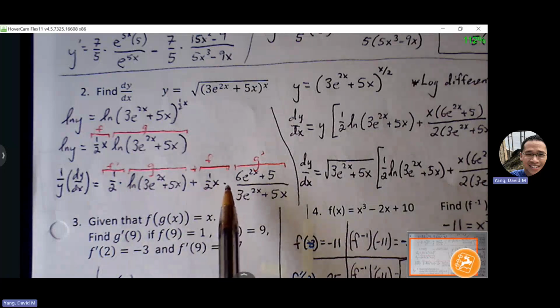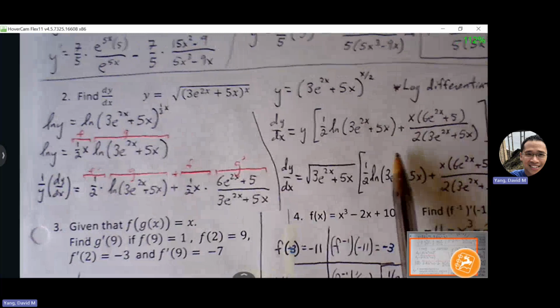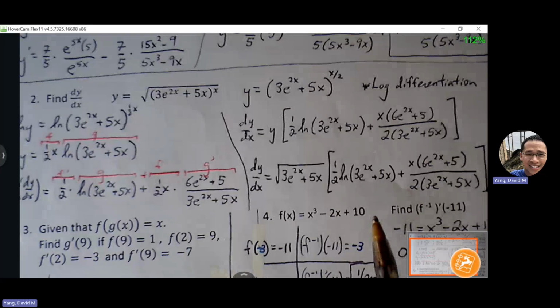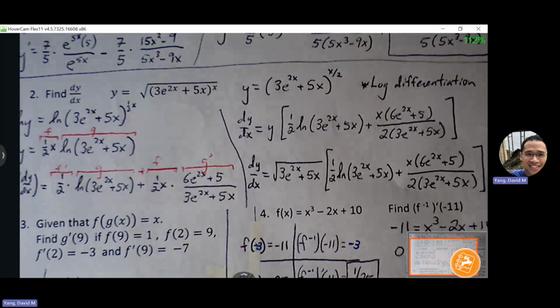After that, then you're just trying to find a way to get dy dx by itself, multiply both sides by y to get that y over, and then replace y in terms of the original variable. You do dy dx by itself. That's right, get dy dx by itself. That's basically your f prime.